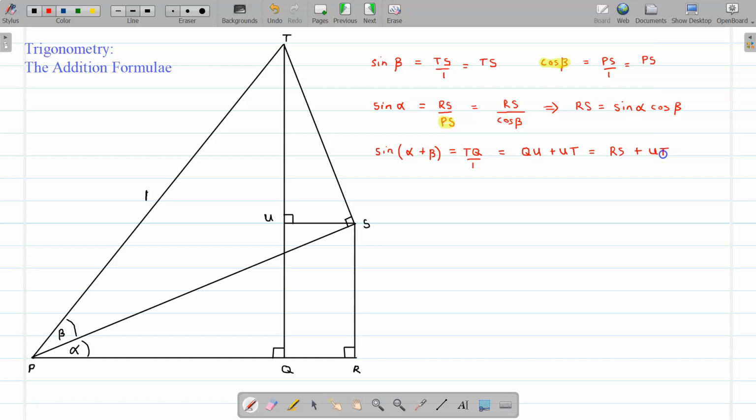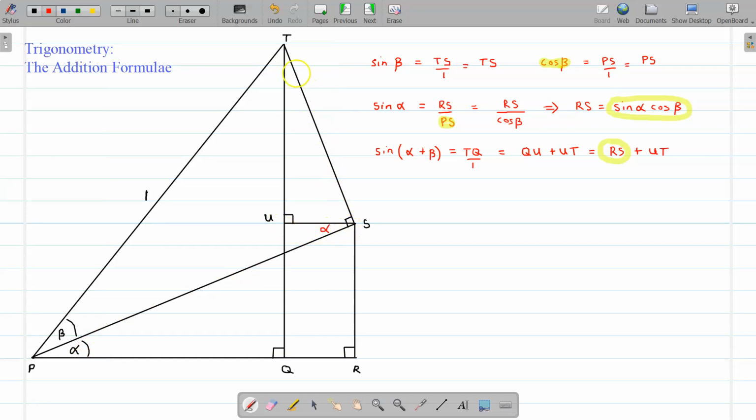Now, we know that RS is the same as sine alpha cos beta. So RS we've already identified as sine alpha cos beta. So just make a note of that for the moment. And UT, well, we're going to look at UT in a bit more detail now, because what we can see is that if this angle here is alpha, this one up here is also alpha because it's an alternate angle.